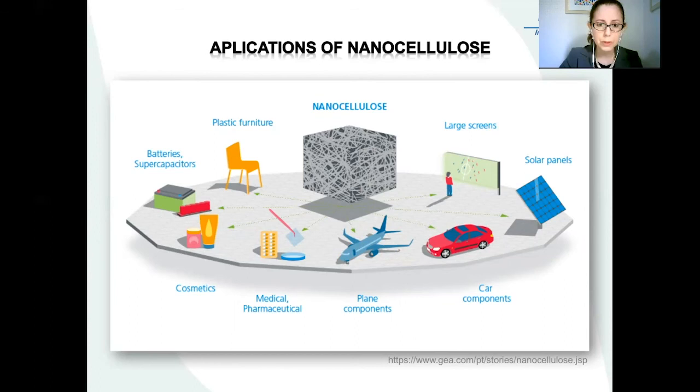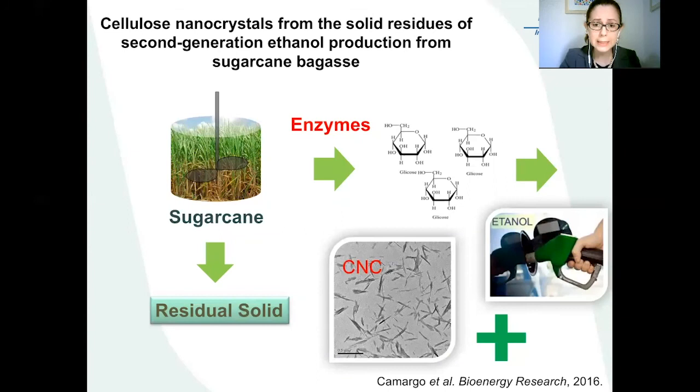And in our research group, we studied the feasibility of obtaining cellulose nanocrystals from the residual fraction of sugarcane bagasse. And for that, we used the solid residue obtained after the enzymatic hydrolysis of the bagasse.